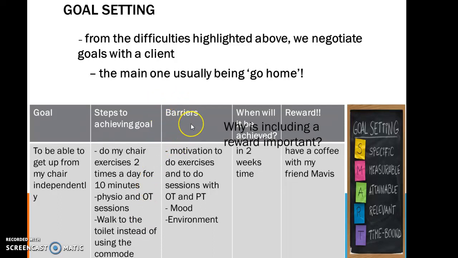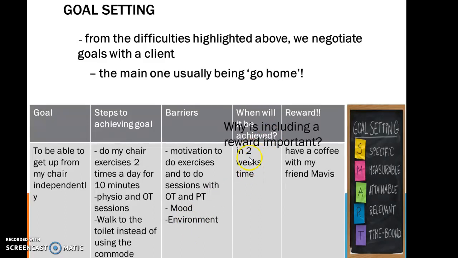It's important at this point to help the client identify what some of the barriers might be as well, and having that sort of open, honest discussion, because motivation might be a big thing. You know, they're in hospital, they've been in there for a week or so, they've had a major operation, they might be feeling quite low in mood and fed up, and that might affect their motivation, and the environment they're in as well might be affecting them.